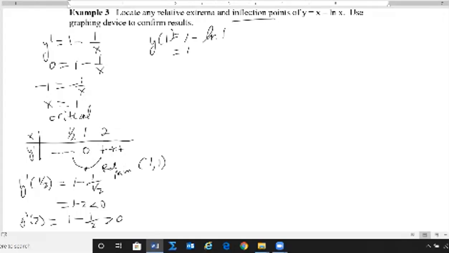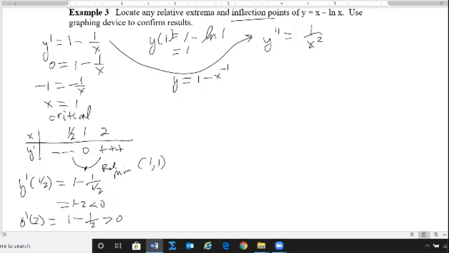All right, let's look at some inflection points then, if there are any. We have to work with our second derivative. Y double prime would be 1 over x squared. And that's because y equals 1 minus x and negative 1. So differentiating, we will get this. Okay, is that ever 0? No, it's never 0. And x equals 0 gives an undefined location.